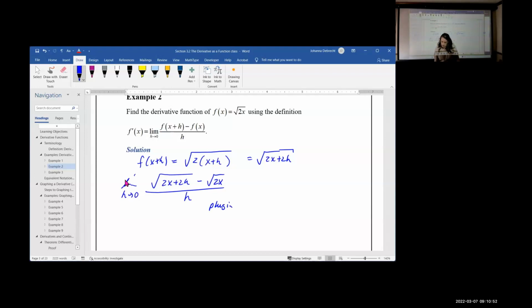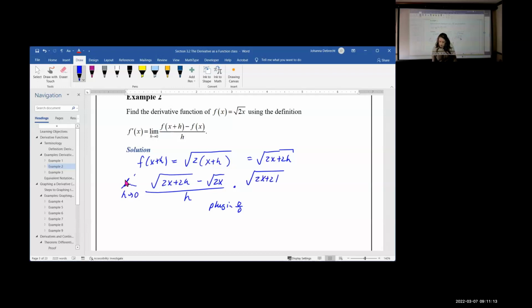So what might I try to find this limit? What would be the next step? Would you multiply by the conjugate pair? Yep. Multiply by the conjugate of the part with the radical.